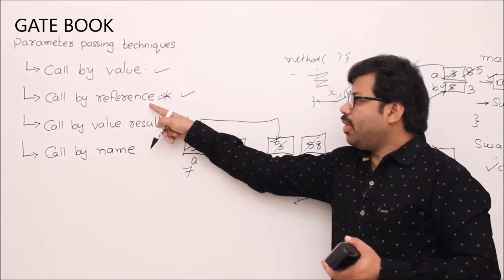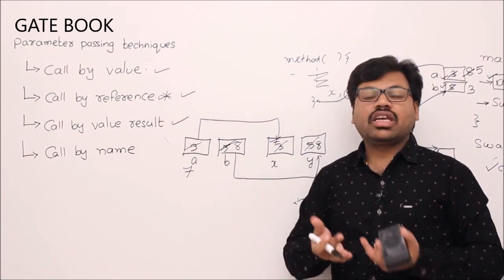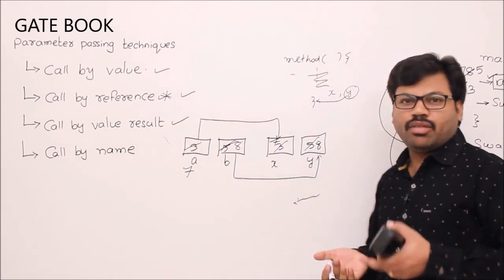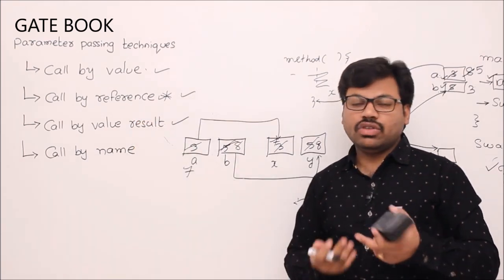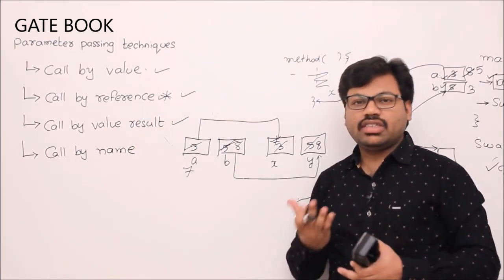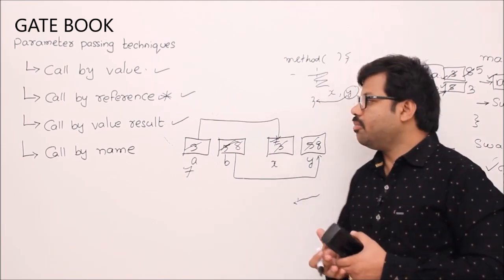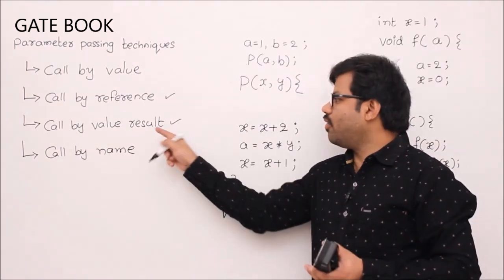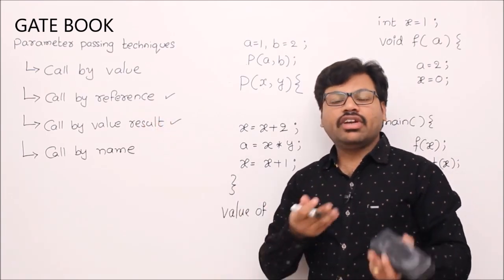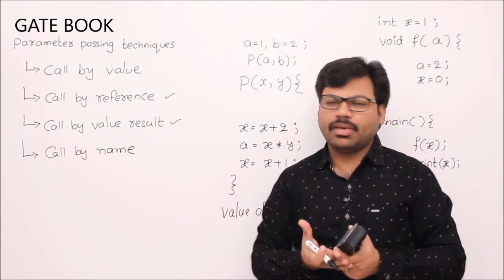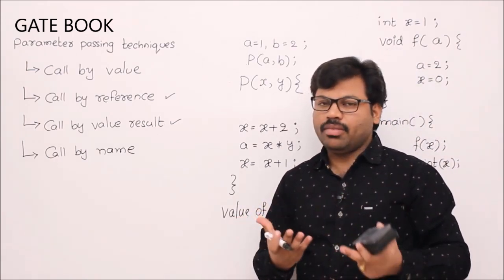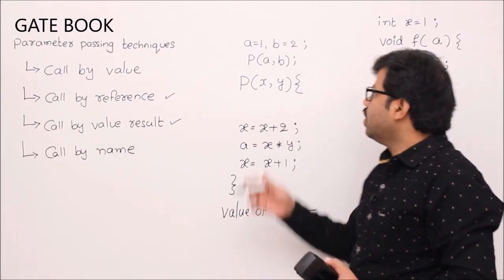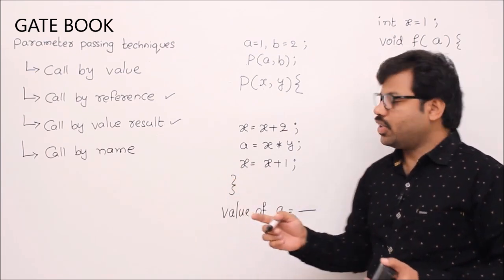But call by reference and call by value result may not give the same answer. Okay, we'll see with examples. Sometimes call by reference and call by value result give you different answers. Let's execute some programs under call by value result and call by reference, and we'll try to understand the differences between them. So it looks like call by reference and call by value result give the same answer, but not always. We'll see. Take this program and execute it.